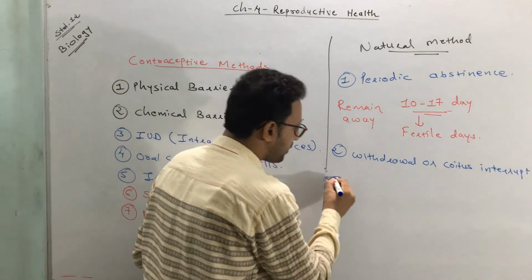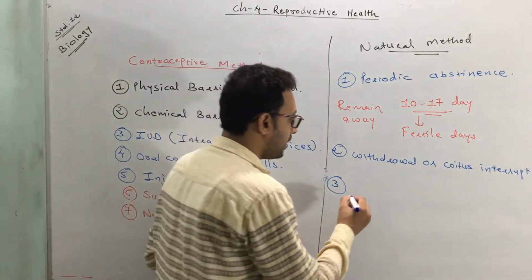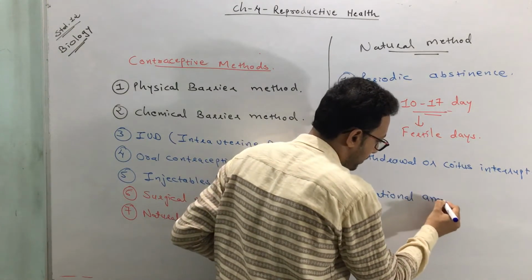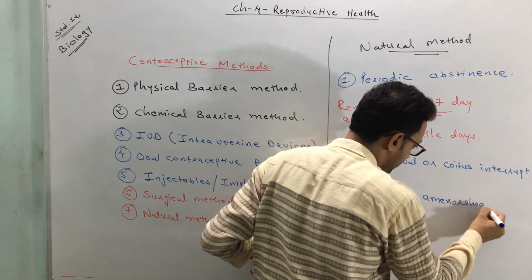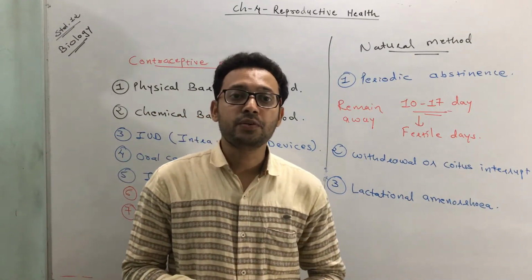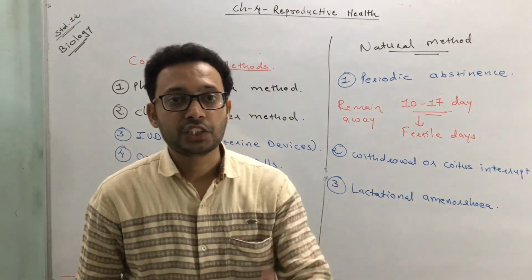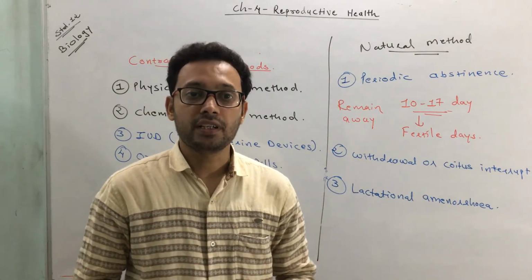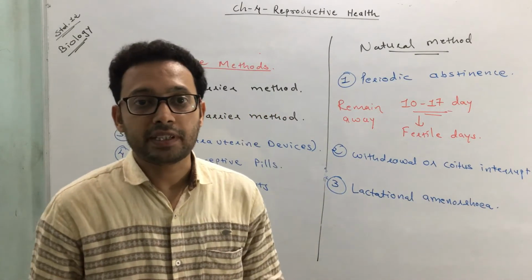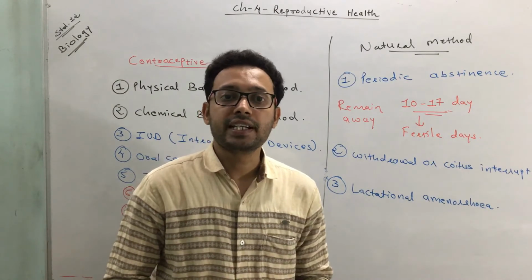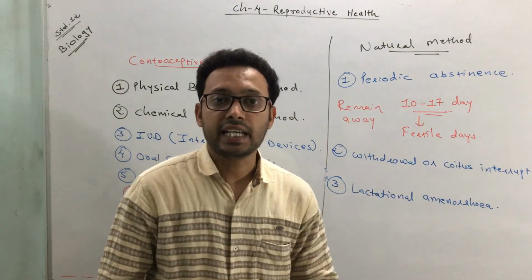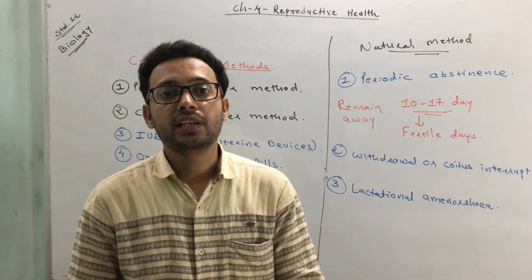The third natural method is called lactational amenorrhea. You know the meaning of amenorrhea. Amenorrhea means absence of the menstrual cycle. And lactation, you know, is the nourishment of an offspring or baby in the form of mother's milk. This is called lactation. So lactational amenorrhea means absence of the menstrual cycle during lactation.